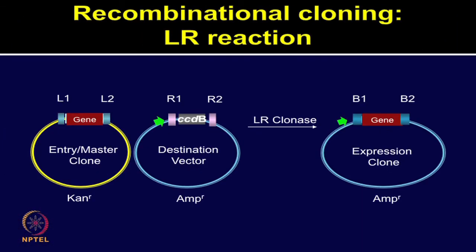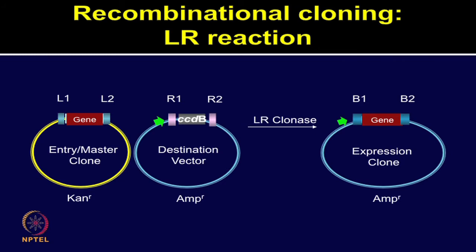Let us now discuss the next reaction, which is LR reaction. In BP reaction, you had made entry, your master clone, and now that can be further used in the LR reaction. In LR reaction, the interaction between at L and at R sites is catalyzed by the enzyme LR clonase. This reaction is known as LR reaction, the LR recombination between entry clone and destination vector.